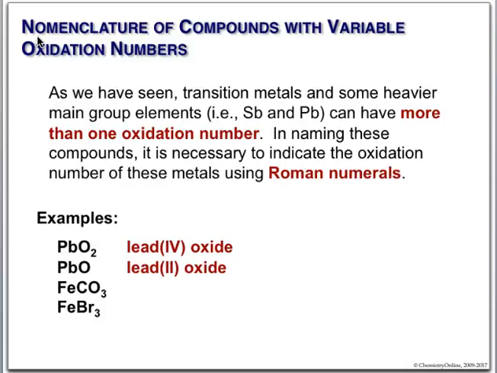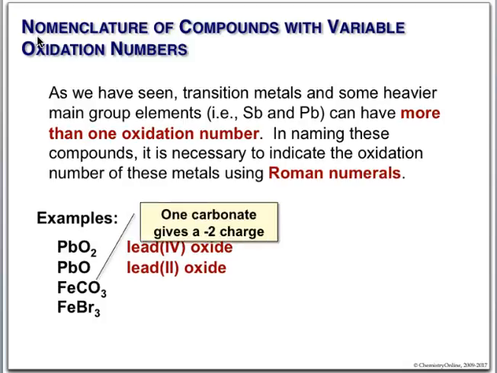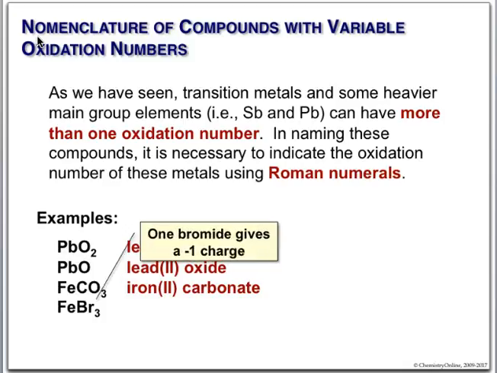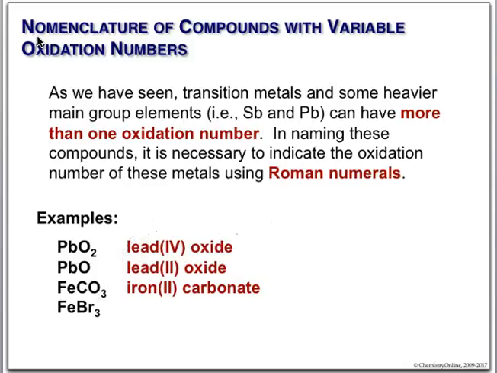Carbonate, we know, is -2. That means the iron must be +2. So we write iron 2 carbonate. And finally, bromide is going to be -1. So we have 3 negative charges. That means that this iron must be a +3. Iron 3 bromide. Any questions?